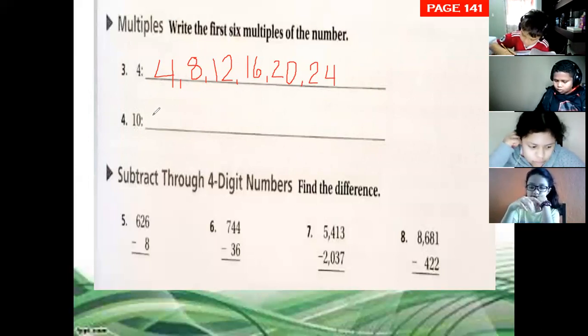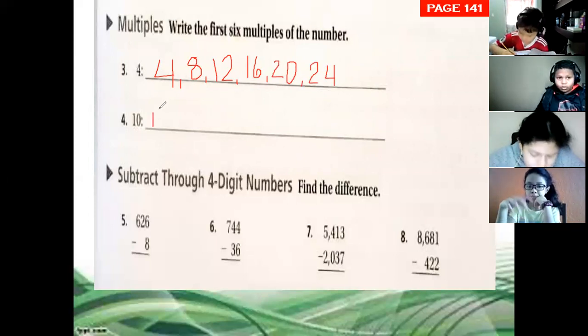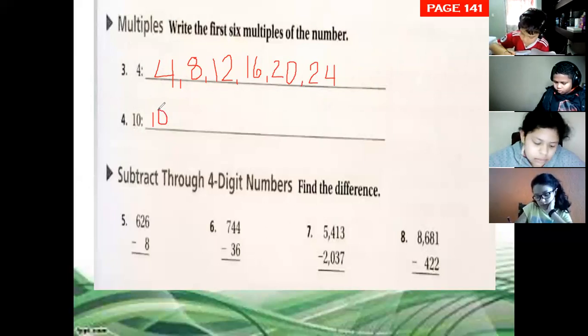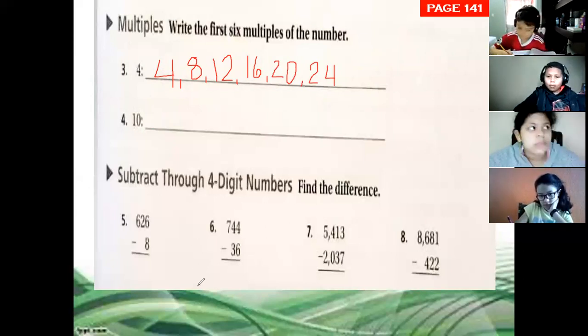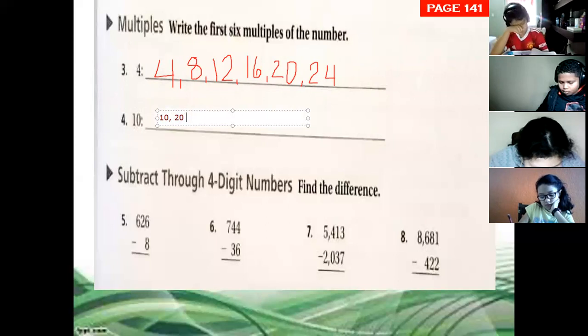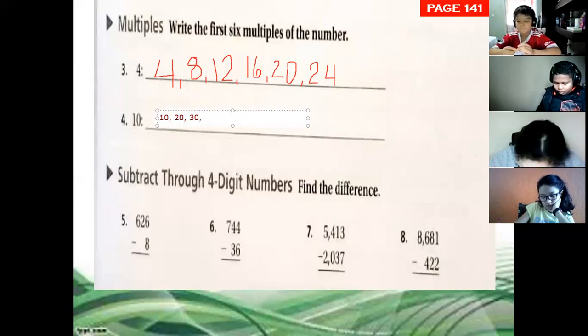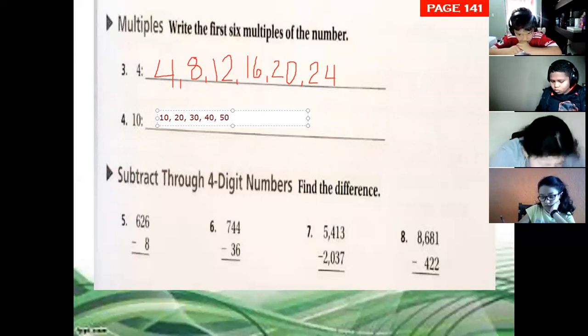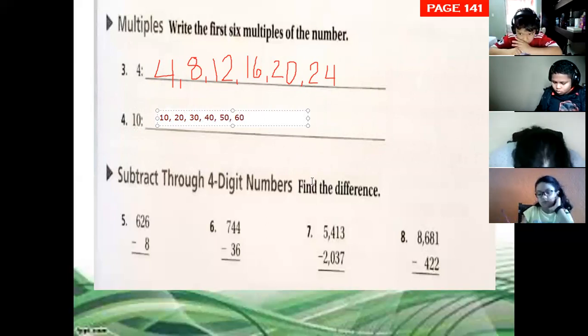Now, first 6 multiples of 10. The first one is 10 times 1. 10, 20, 30, 40, 50, and 60. Those are the first 6 multiples of 10.